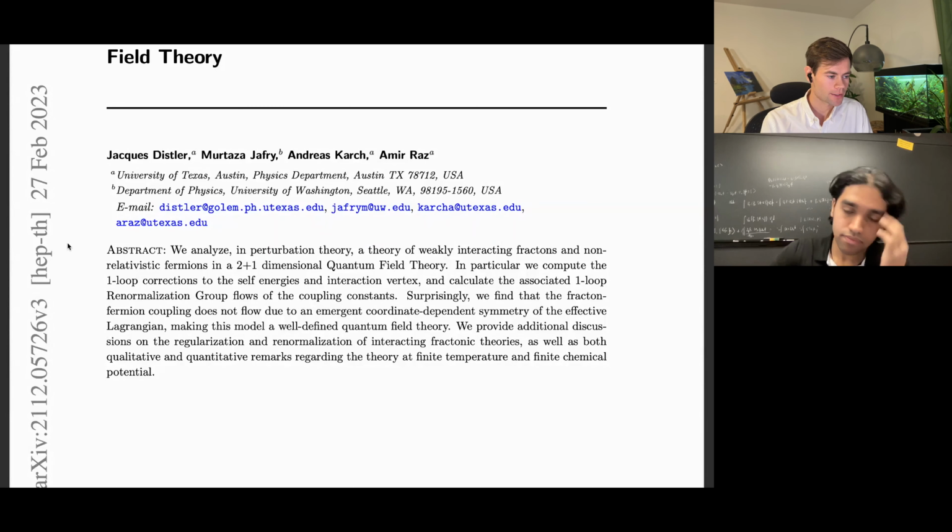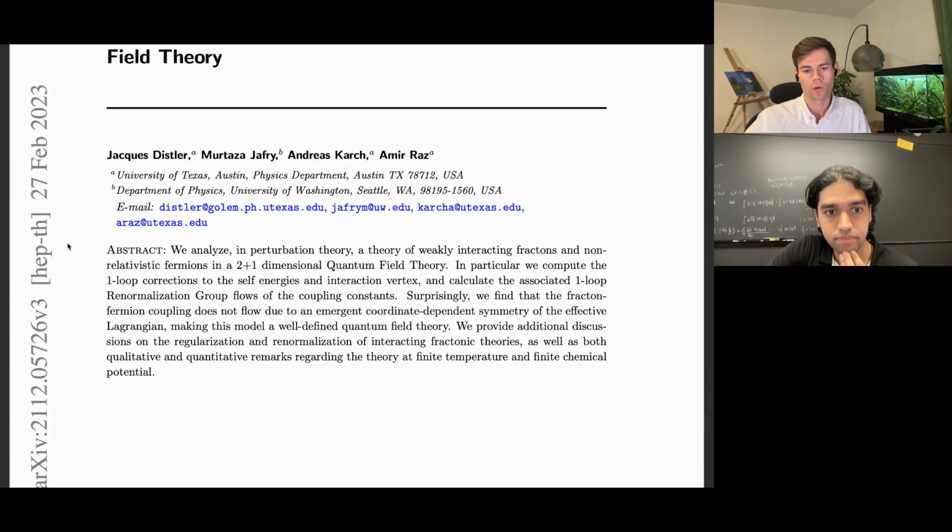How come you're specifying that these are weakly interacting? Is there a strongly interacting version of this, or what is the reason for weakly interacting seemingly being an a priori decision on the modeling approach, or am I misunderstanding the way this is written in the introduction? So in the actual theory we consider, we consider an arbitrary coupling between the non-relativistic fermion and the fracton itself. It's weakly coupled in the sense that we can apply perturbation theory to it.